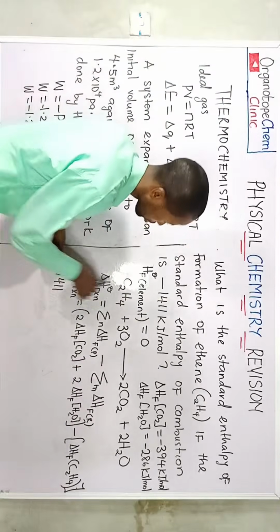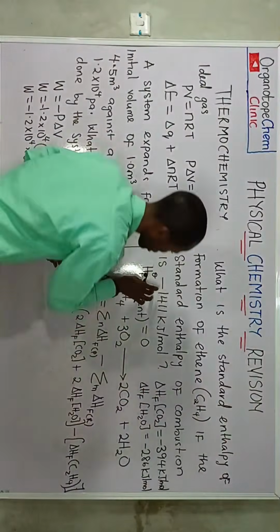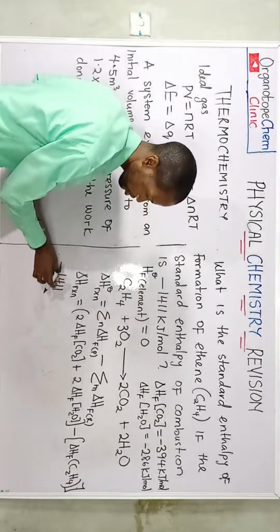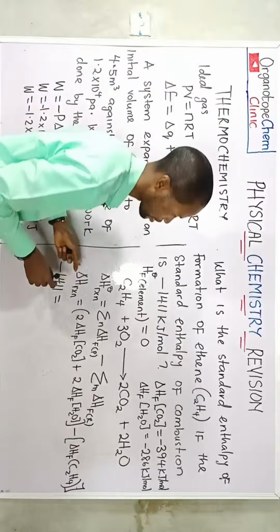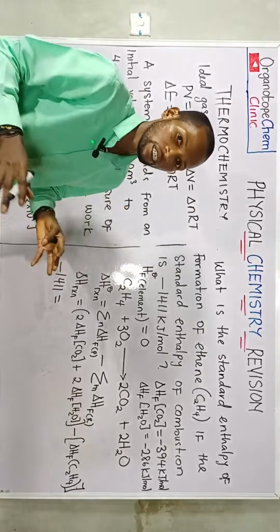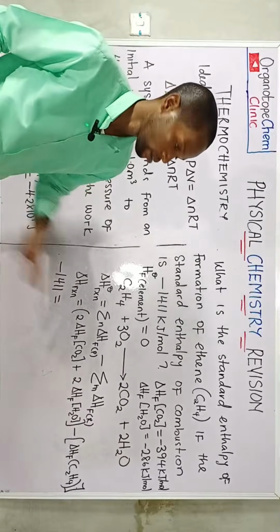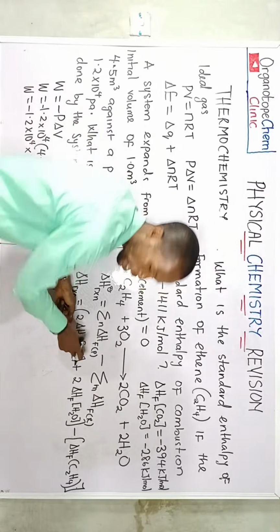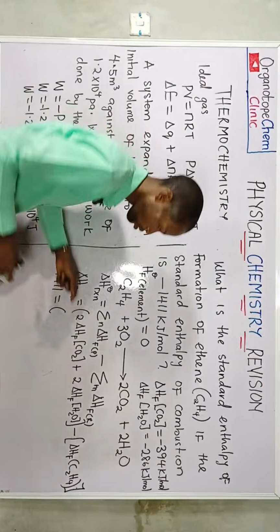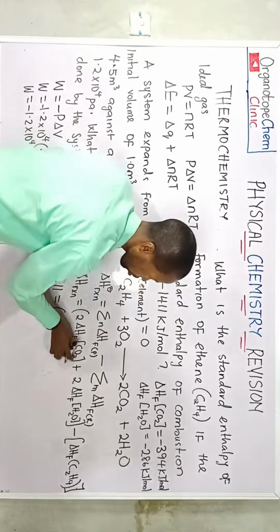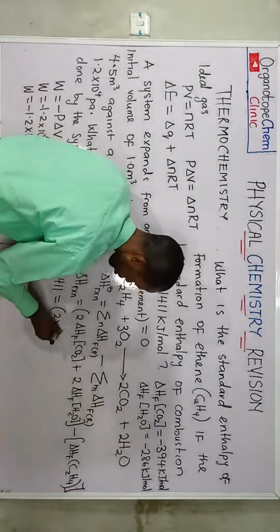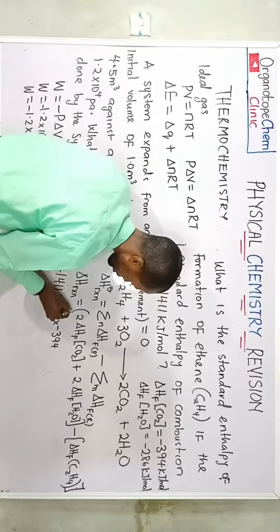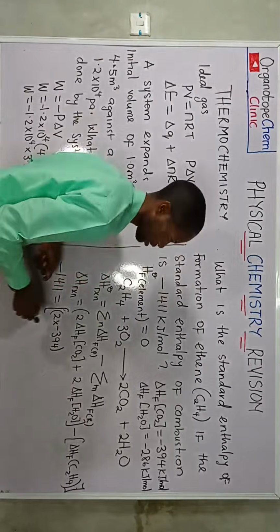So we have the standard enthalpy of combustion as what? Minus 1411. That's it right here. It implies that this negative shows that the overall reaction is exothermic because of the negative value. Then we have 2 times the enthalpy of formation of CO2. What's the value of the enthalpy of formation of CO2? Minus 394. Let me put it in a bracket here.